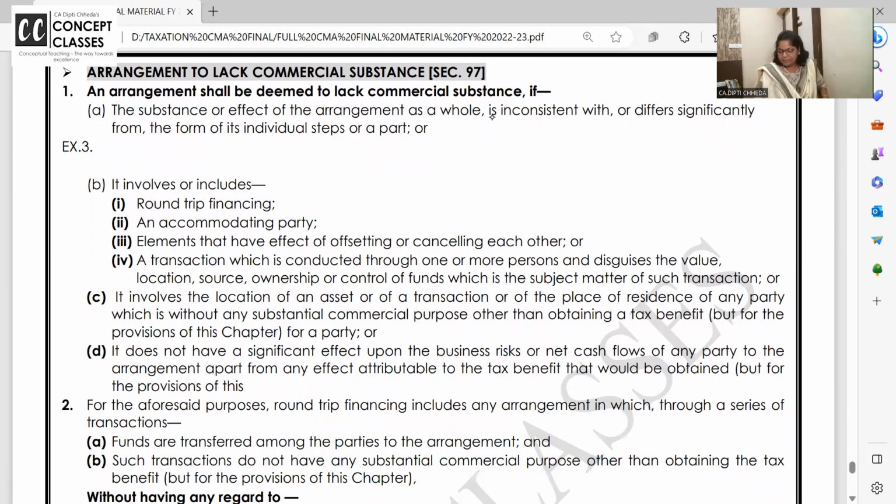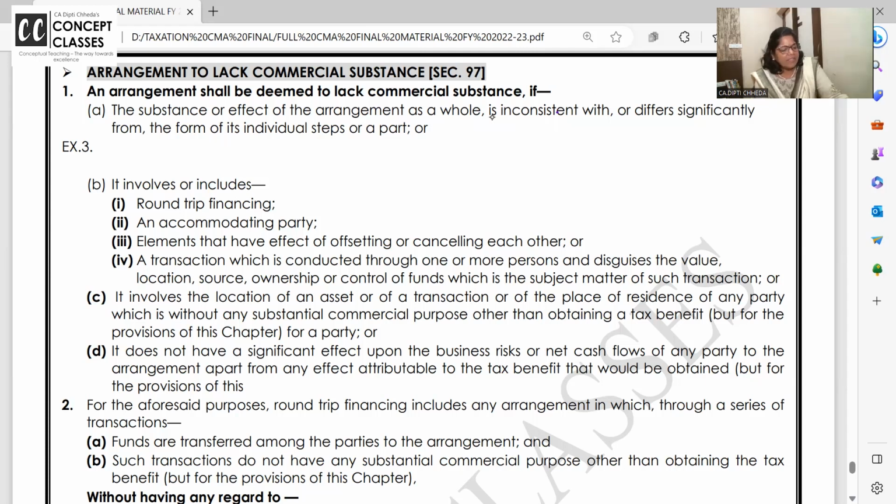ठीक है? Chalo. An arrangement shall be deemed to be lacking commercial substance if the substance or effect of the arrangement as a whole is inconsistent with or differs significantly from its individual steps or part thereof. अब ये देखो क्या है, you know, कुछ transactions lack commercial substance, कुछ है ही नहीं, बस घुमा घुमा के काम कर रहे हैं.